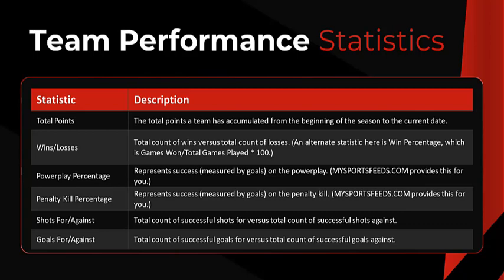Goals for and goals against. This statistic measures how many goals a team has scored and how many goals they've allowed. It can help users understand how strong a team is offensively and defensively.